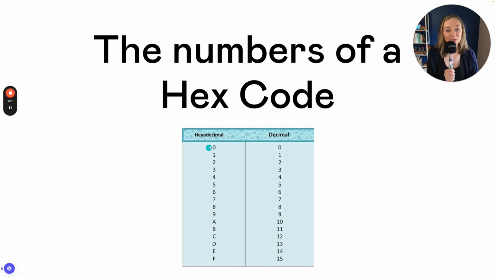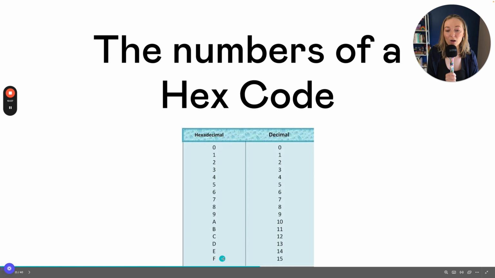So 0 translates to 0, and 1 translates to 1, and we do that all the way up through 9. But then when we need to reference the number 10, we're out of numbers, because we only have one little spot to represent that value. So that's where we switch over to letters. 10 translates to A, 11 translates to B, 12 to C, and we go all the way to 15, which is represented by the letter F.